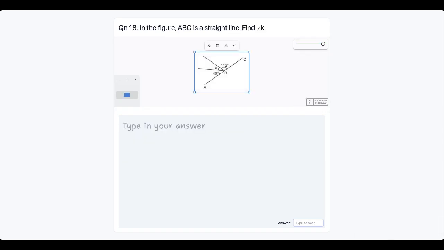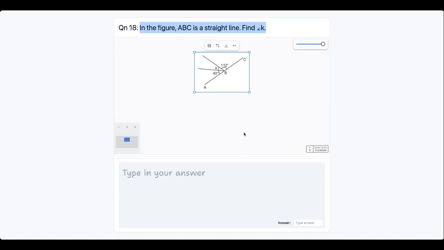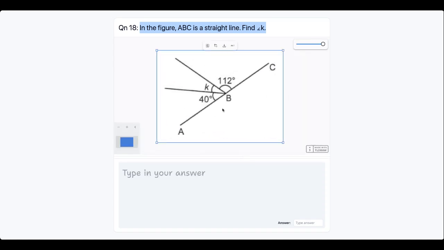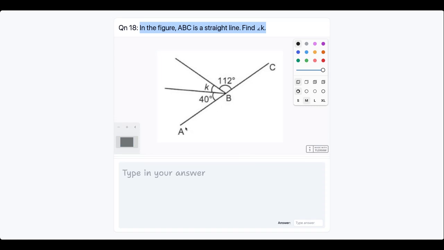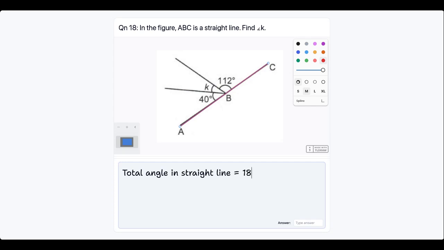Let's move on to question 18. In a figure, ABC is a straight line, find angle K. Right, so let me zoom this in. All right, so we can see that ABC over here is a straight line. So the red line is a straight line. So we want to find angle K. Our total angle in a straight line is equal to 180, not 190, 180 degrees. That's what I see over here. So angle K is equal to 180 minus 40 minus 112.